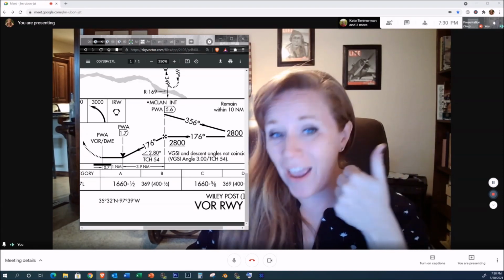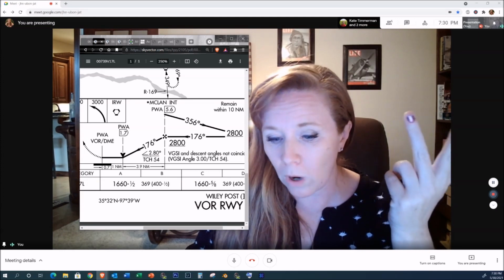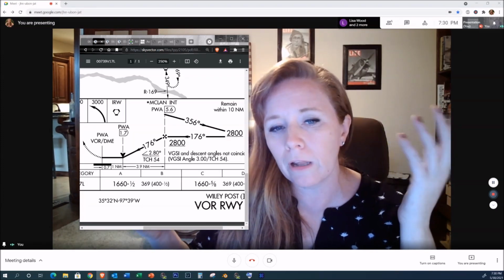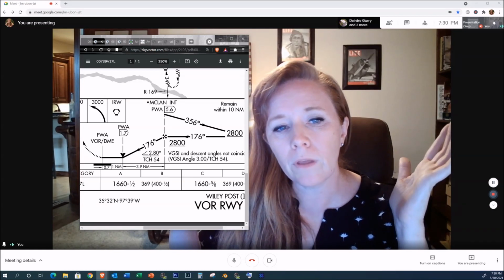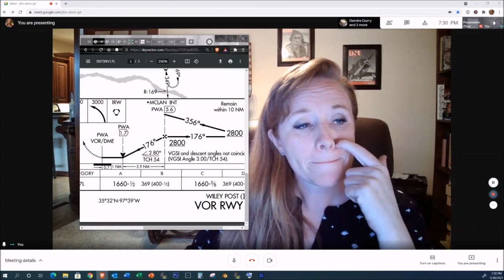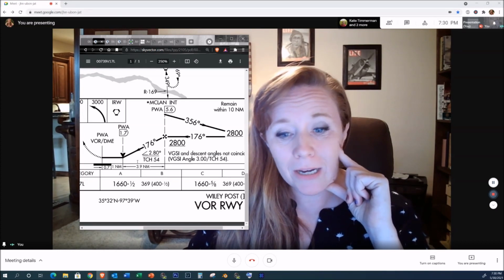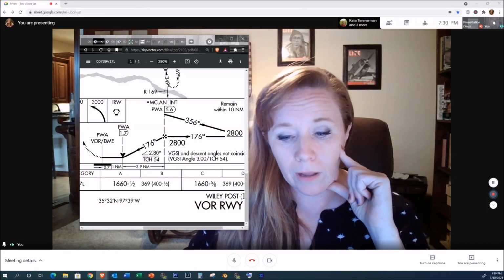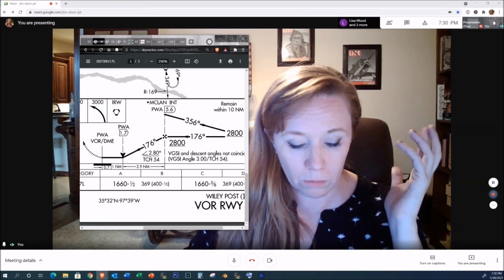Now, your angle isn't going to be correct. You're going to come in dragged in. It's not going to be normal. You're looking for that normal 3 degree glide slope that you've practiced over and over again. But also, that 1660 is there because there is some kind of obstacle out there. But if you can acquire it visually, you can go around it.